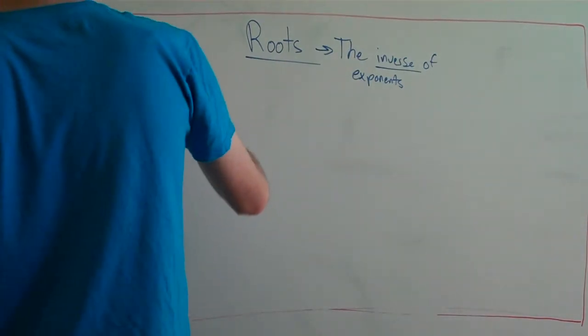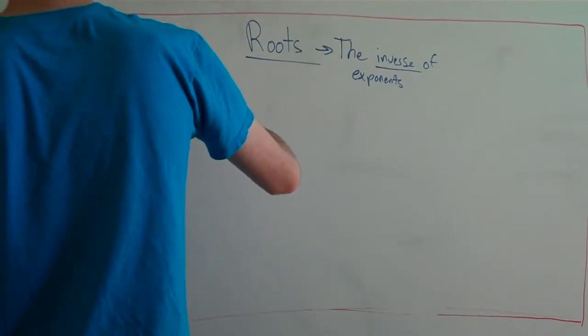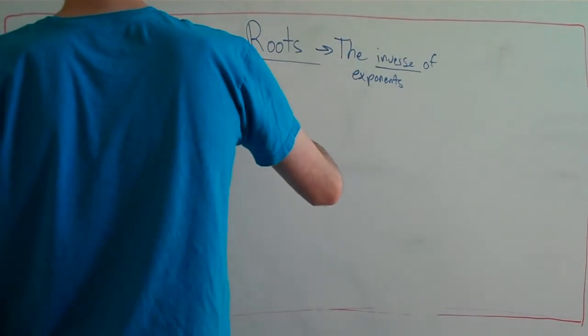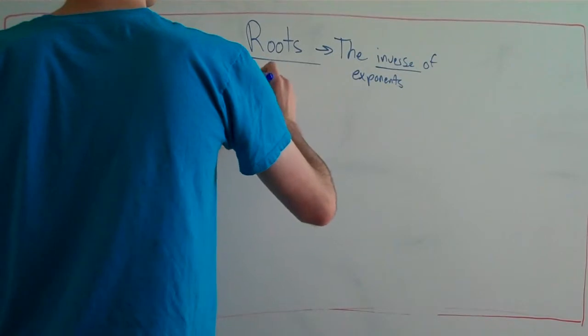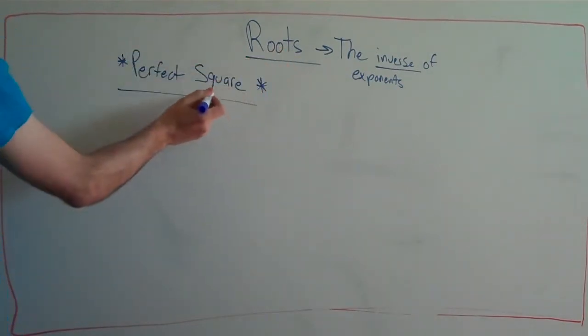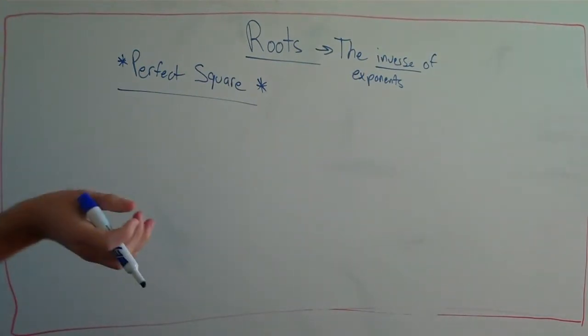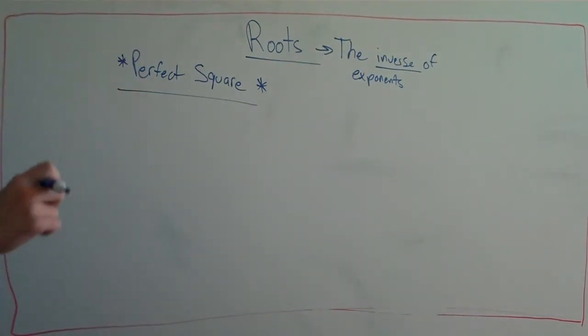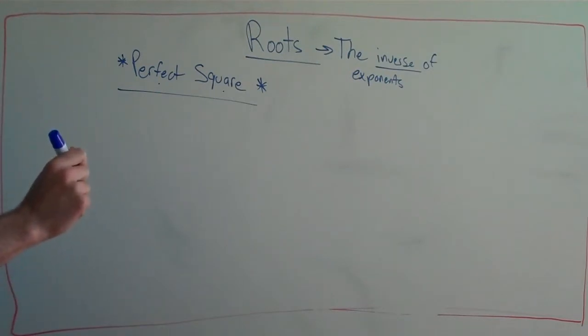I need to give you a new term. What I showed you is called a perfect square. A perfect square is something that when you take the square root of it, it turns out perfectly as a whole number. For example, the root of 25 equals 5. The root of 36 equals 6. The root of 49 equals 7. Those are all perfect squares because they turn out to be whole numbers.